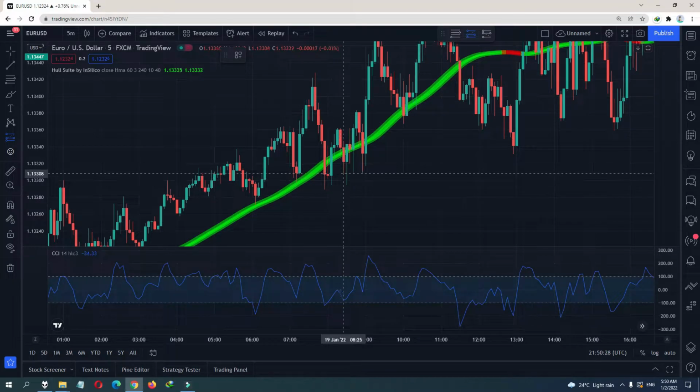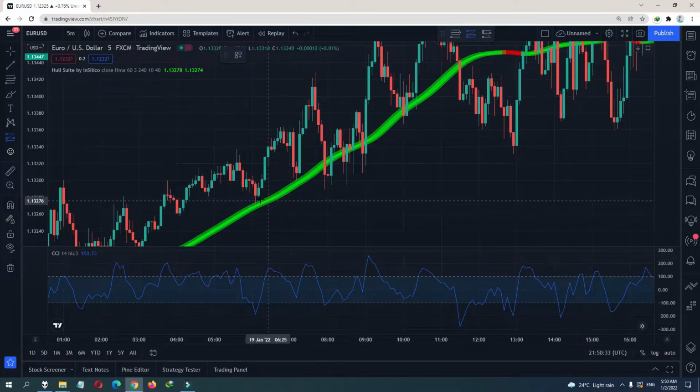For a buy, you want the Hull Suite to be green. For the CCI, you wait for it to go below the negative 100 line. Here it goes below negative 100, and then you wait for the CCI to go back up above negative 100. So it's here, you see the number is negative 34. This is our entry, and the Hull Suite has to be green all the time. So you enter here.